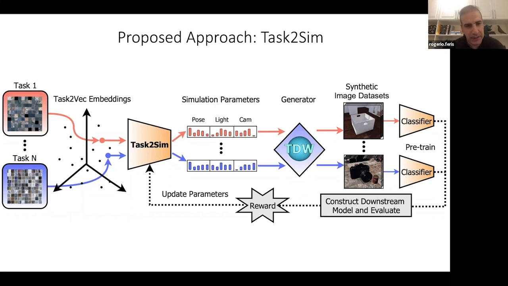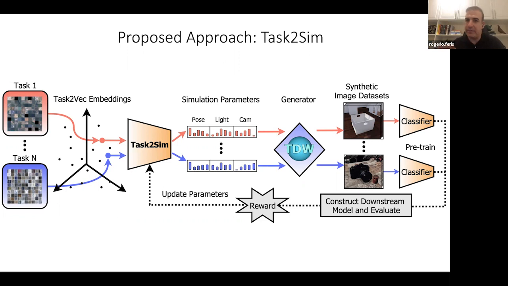More specifically, if you see on the left here, we have a batch of tasks. By tasks here, you could consider, say, image classification problems of different domains. So we have task one, medical imaging, task two, sketch, and so on. The first step is to take these tasks and map them to a feature embedding. Here we're using task to vec embeddings. So basically we have a vector for each task, which represents each task. Now we take these vectors and feed them into our task to scene model, which, as I said, will map these task representations to simulation parameters. So basically it will decide which parameters better suit the task.